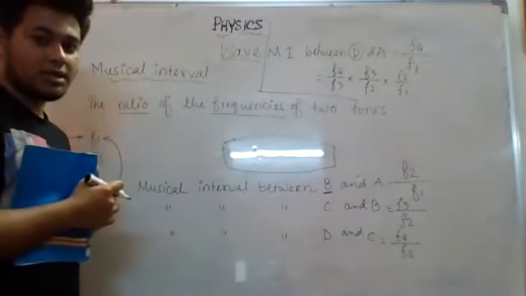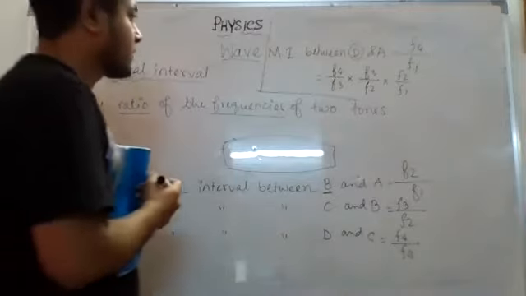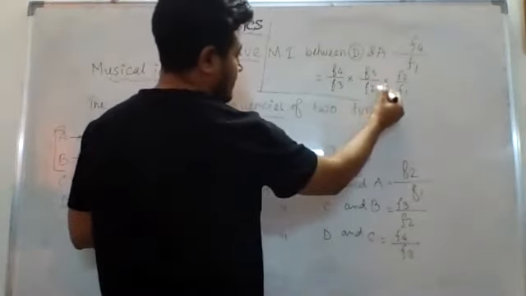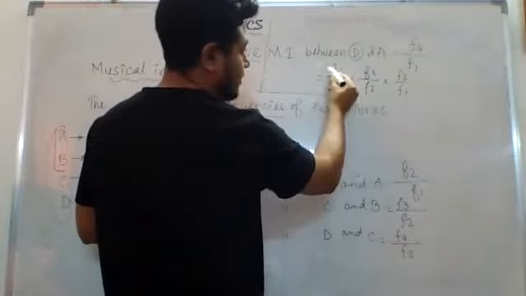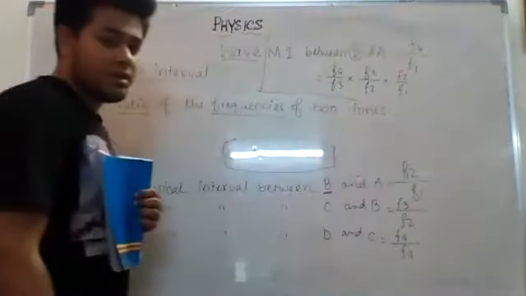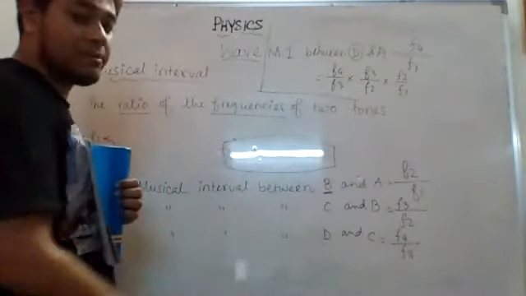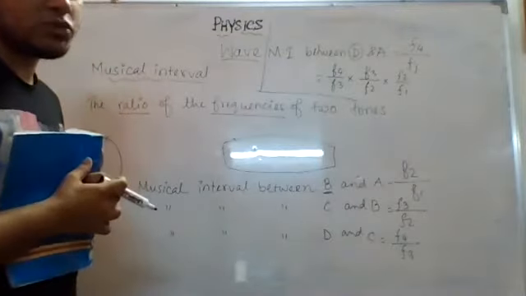Anybody has any doubt that I cannot write in this way? See, F3 will cancel, F2 will cancel each other. Ultimately, it will be F4 by F1 only, right? Now, if it is the same, then what is the purpose of writing in this way?